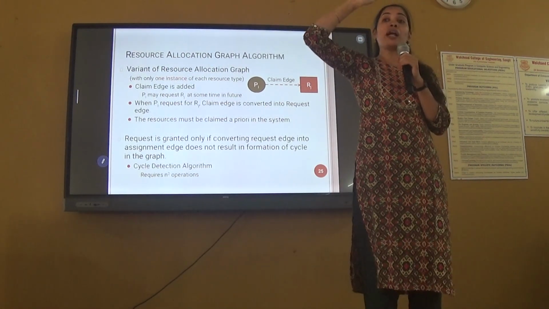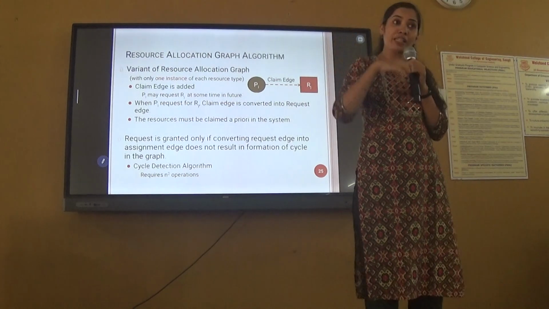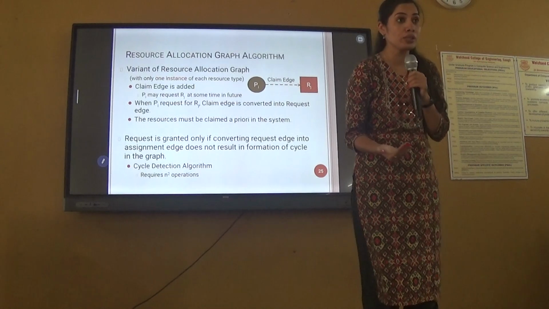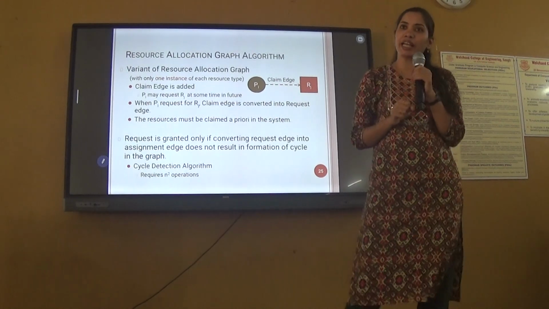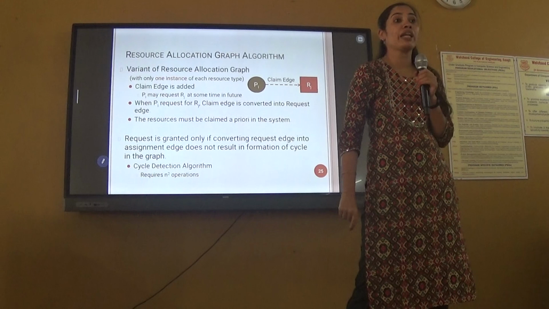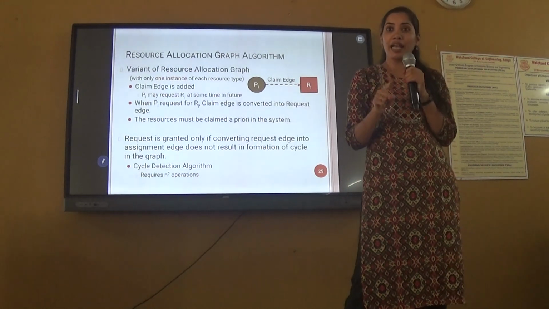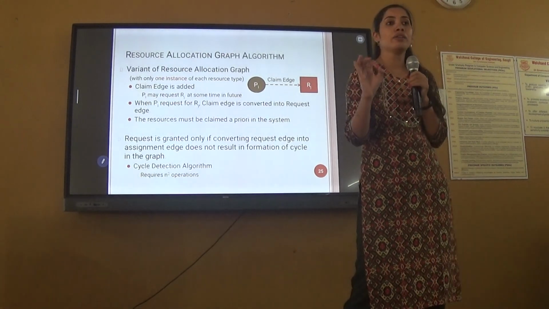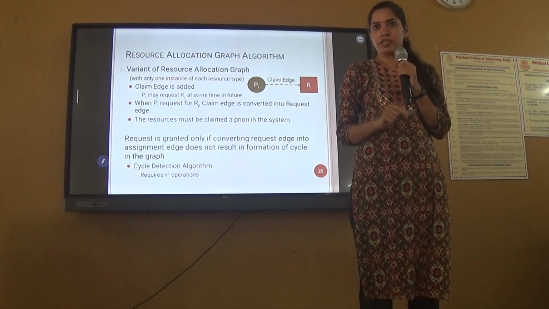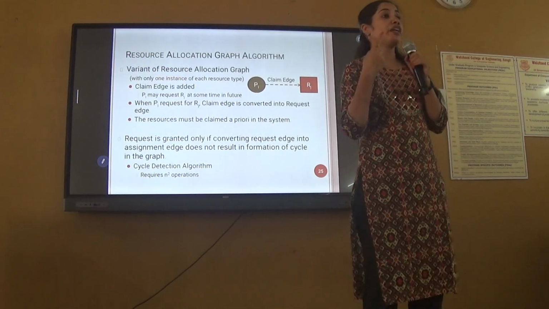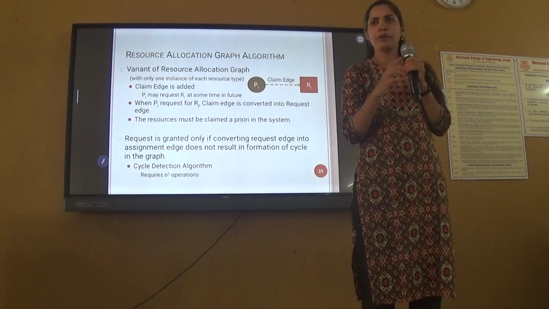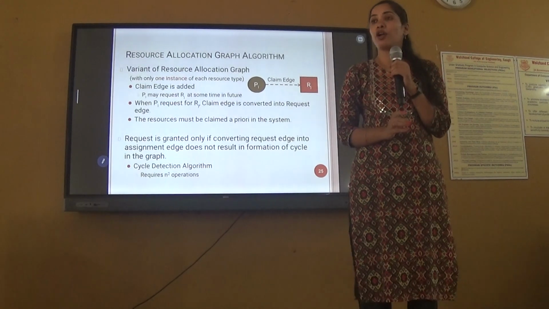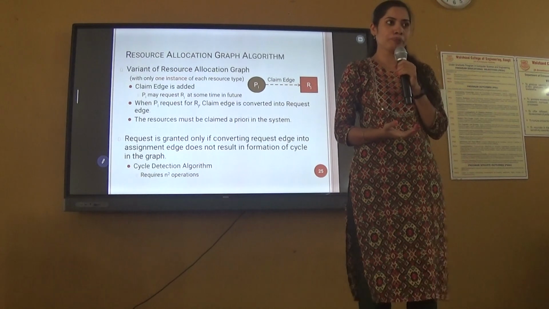If I am holding the printer, and in the future I am going to demand the resource CD drive, firstly it will be a claim edge. Now, the operating system will analyze whether that claim could be acceptable. Okay, now it has been accepted. The operating system allows it to request. Now, that claim edge gets converted into the request edge. Now, if the resource is available, the request edge gets converted into the allotment edge or the assignment edge.